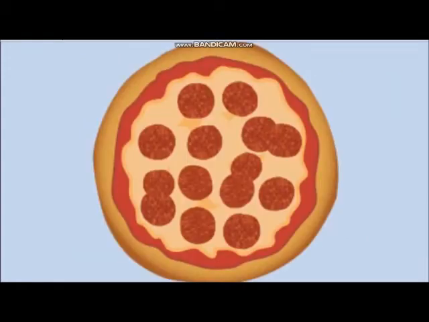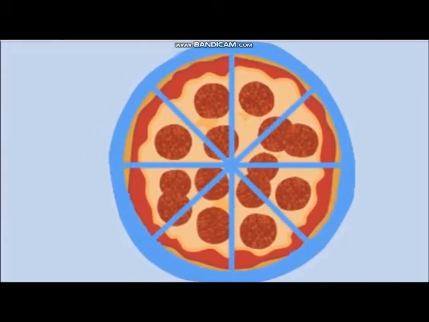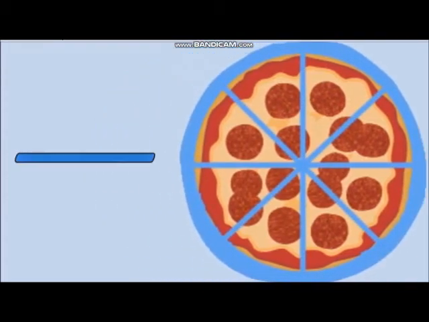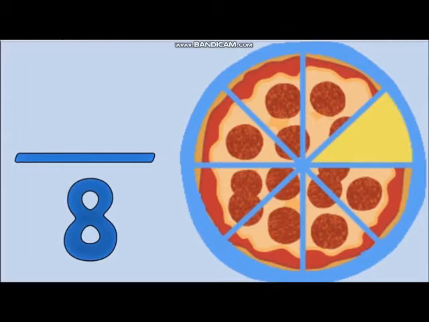Let's take an example of a pizza. Pizza is usually divided into 8 equal parts. So the 8 equal parts we will write in the denominator part, the bottom part. Now suppose if you have taken one slice of this pizza, so we will write this 1 in the numerator. So 1 by 8, or you can say 1 upon 8 is a fraction of this slice.